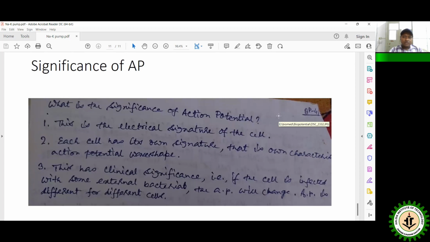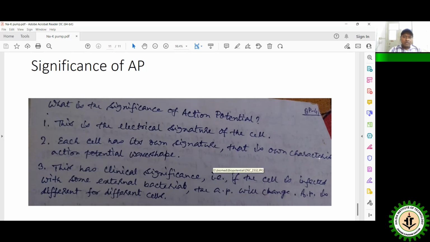What the cell is, it will obviously show when we apply the action potential. The second point is that each cell has its own signature. As I have already mentioned, if it is a nerve cell then it is a spike. If it is a muscle cell, there will be a flat top. So that is the cell's own characteristic action potential wave shape.